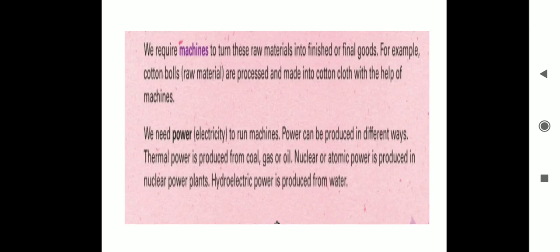For example, cotton bolls, that is the raw material, are processed. The cotton that is grown in the fields is processed and made into cotton cloth with the help of machines. The final product that we get is the cotton cloth that is used for making clothes. So this is where machines are involved. First important was the raw material. Second factor is machines that are needed for industries.